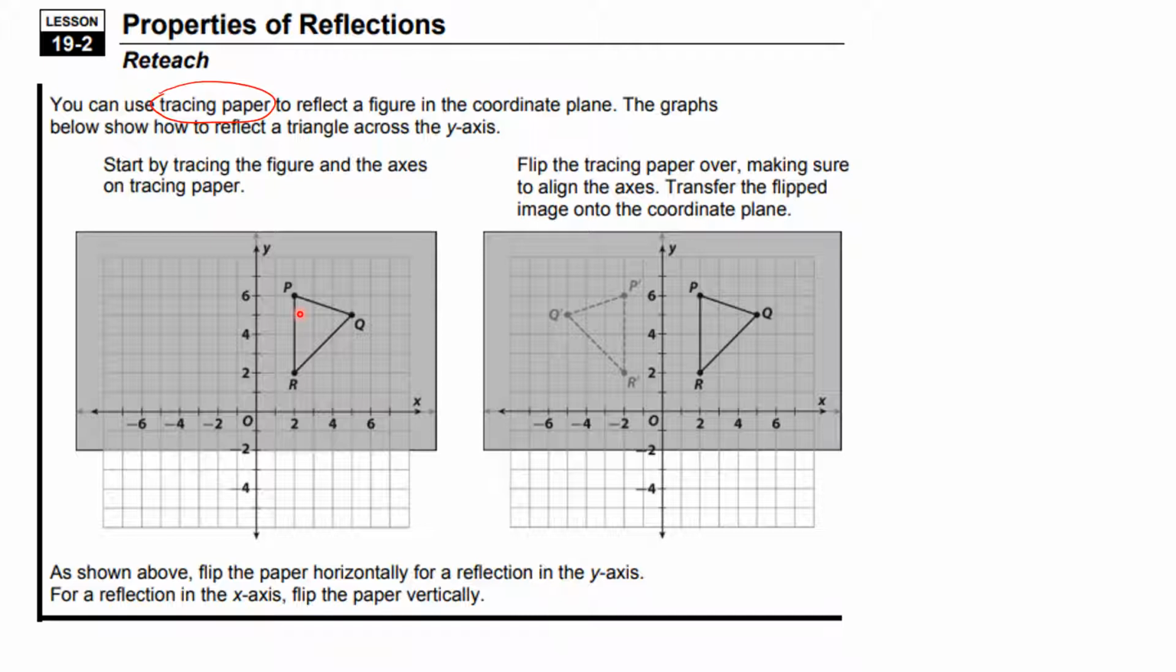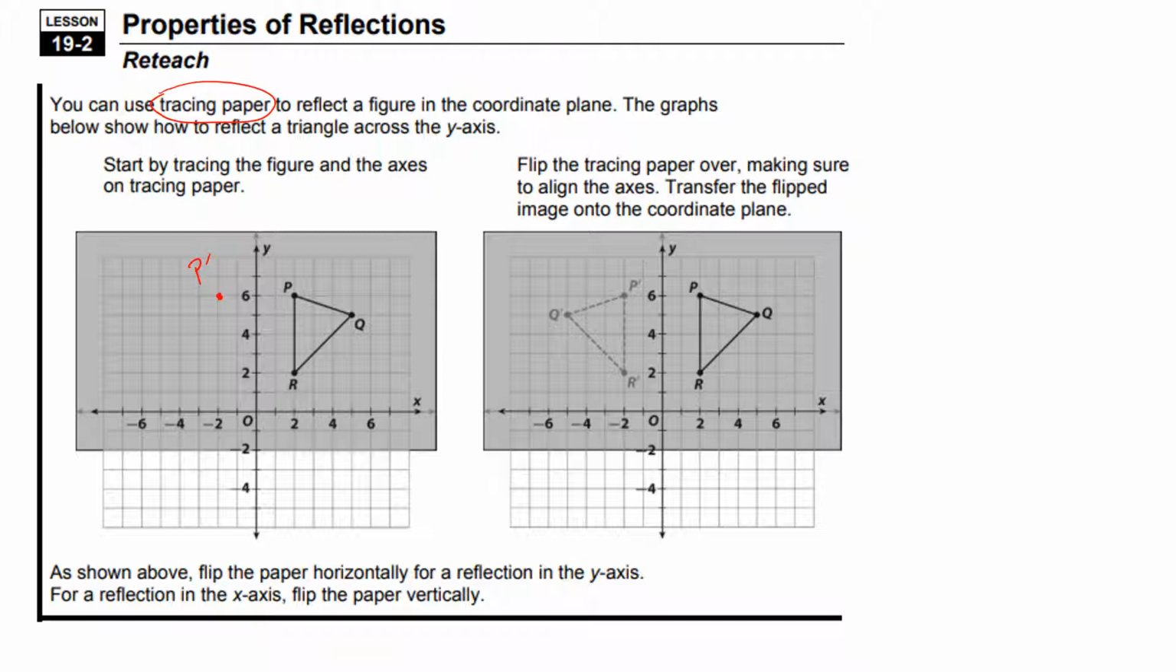So here we have our pre-image. It's P, Q, and R, and we're going to reflect it on the y-axis. So if P is 2 spaces from the y-axis, 1, 2, then the reflection of it is going to be 2 spaces on the other side. And that looks like this. So that's P prime. P prime means that's the image of P after you reflect it on the y-axis.